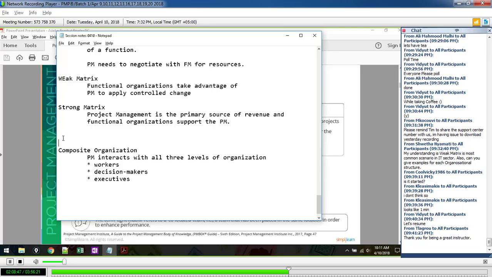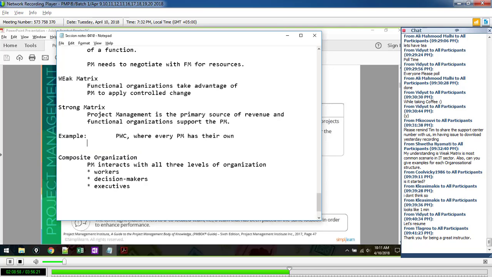So a strong matrix, example. PricewaterhouseCoopers, where every PM has their own attorney, purchasing manager, and resource manager, okay? There you go. Admin. Let's do admin instead. Let's just have an admin. There. See where the functions support the project manager? That's indicative of a strong matrix.